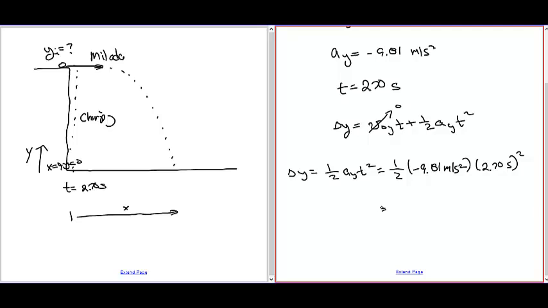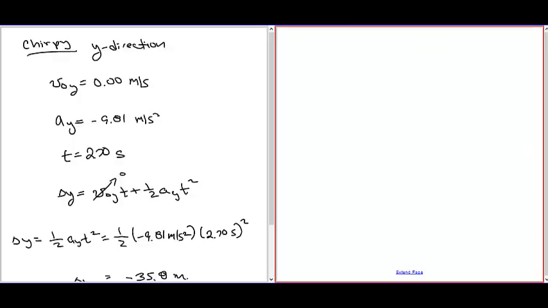Okay, so we get 0.5 times negative 9.81 times 2.70 squared, which is 35.8. Negative 35.8 meters. So it's a fairly large cliff this guy's jumping off of. But as I said, we don't actually need this. That's not being asked in the problem. All we have to do really is use the x direction equations for Malada.